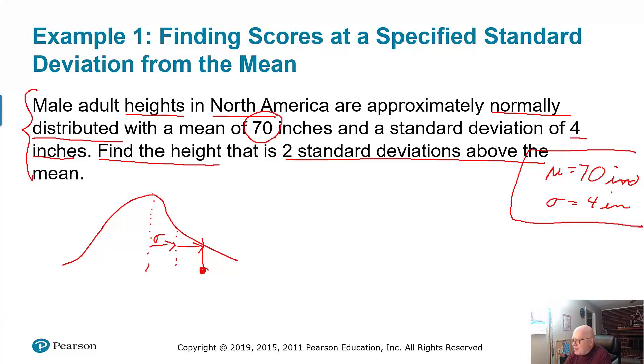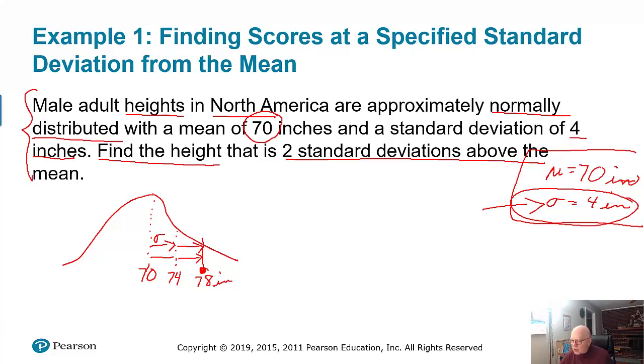Now, how big is that standard deviation? Well, look over here. This place right in the middle is the mean, where you find the mean, median, and mode. And this standard deviation is 4 inches away. So if I go this far, I'm going to get to 74. But this is 2 standard deviations away, so I need to go another jump, and that'll take me to 74 plus 4 more, which is 78 inches. And there's our answer. That is the height that's 2 standard deviations above the mean. Easy as that.